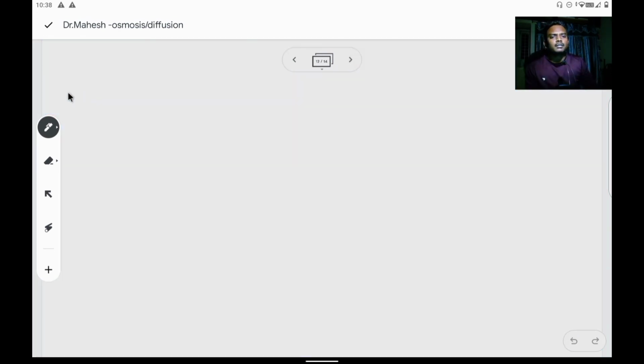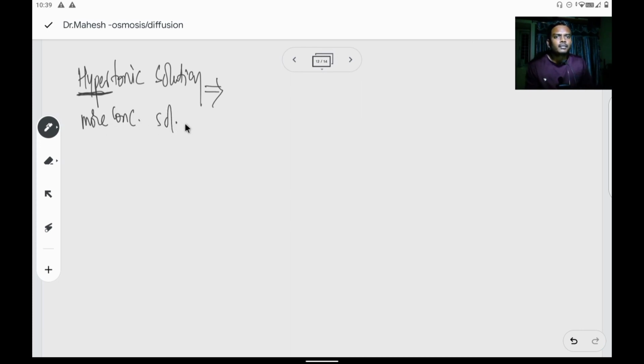And you have to understand some vocabulary points like hypertonic. What is hypertonic solution? Hypertonic means hyper. Split this word. Hyper means more concentrated solution. That means less water in it. This is a concept. Keep it in mind like this.